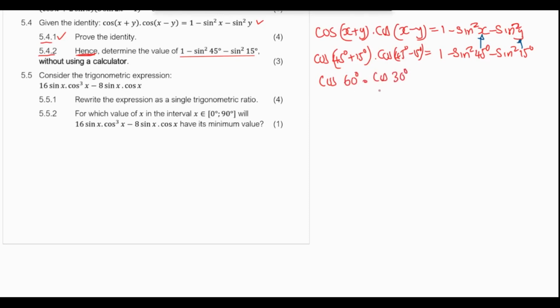This is the easiest method. You will see that I'm going to show you the other two methods. Once we use this instruction, hence determine the value of this, then we use our proof and it becomes very easy. These are special angles. Cos 60 we know is half, times cos 30, which is root 3 over 2. So 1 times root 3 is root 3, and 2 times 2 is 4. Done. That's the answer there.